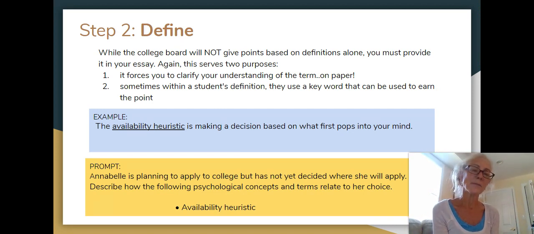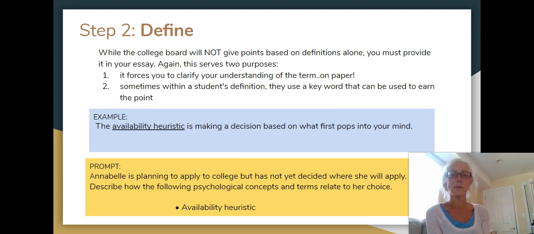And sometimes, not often, but sometimes within a student's definition, there's a key word that the student uses, and they expand on that definition, and they actually earn the point right within the definition. It happens. So I encourage everyone to define the term. And certainly in this class, you're required to. An example for this is that the availability heuristic is making a decision based upon what first pops into your mind. And that is the definition of a term that we will need to know for this class anyway.